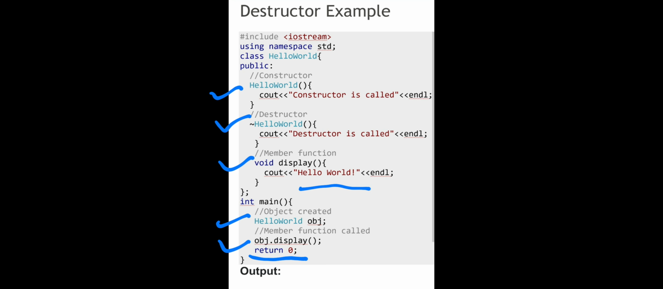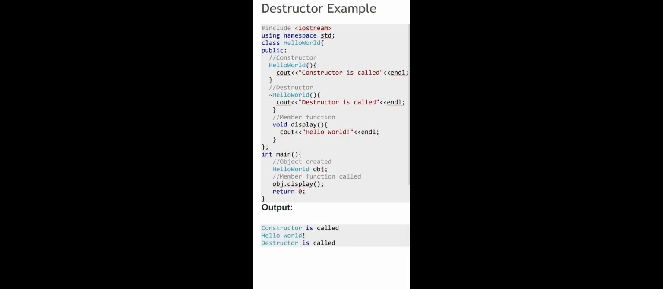So here you can see the output. So these are the three messages: constructor is called, HelloWorld, and destructor is called. So this is a simple example of destructor.